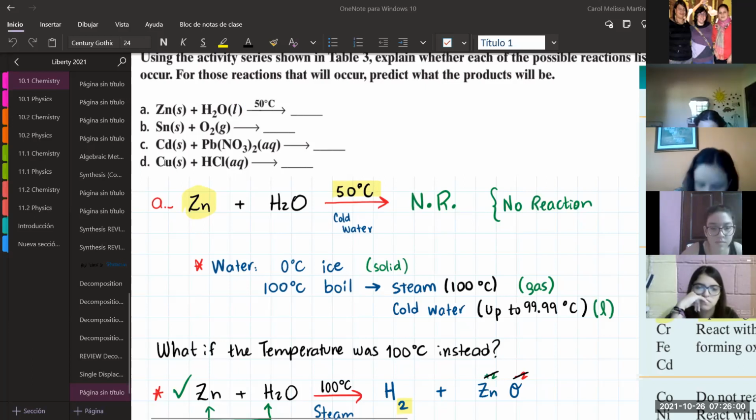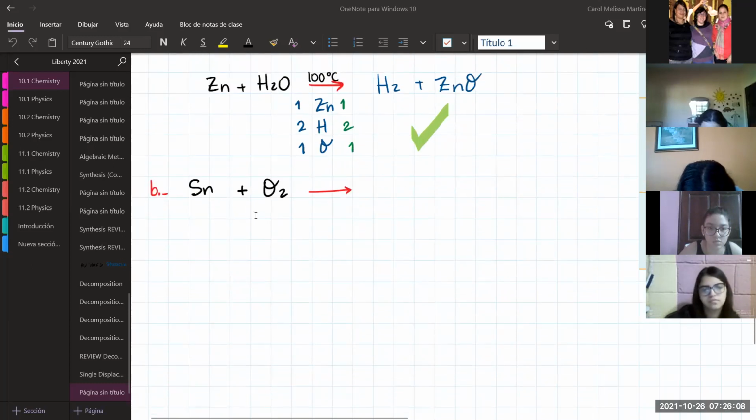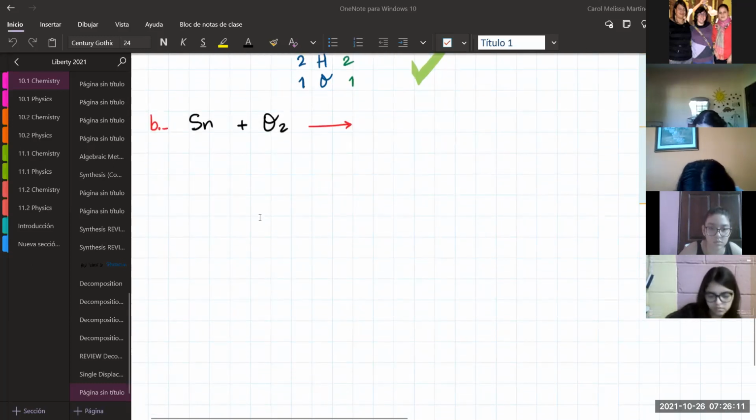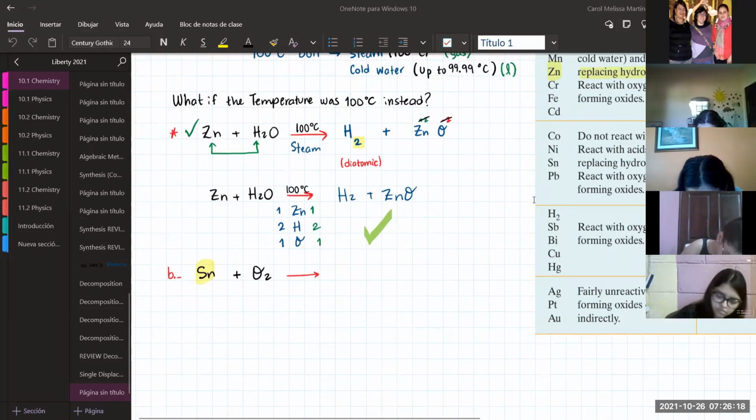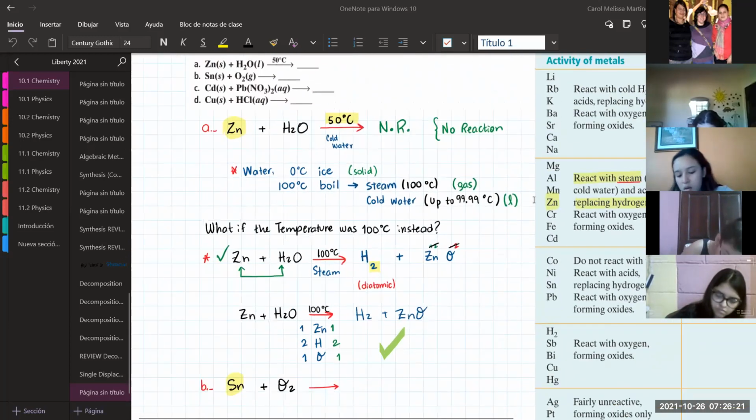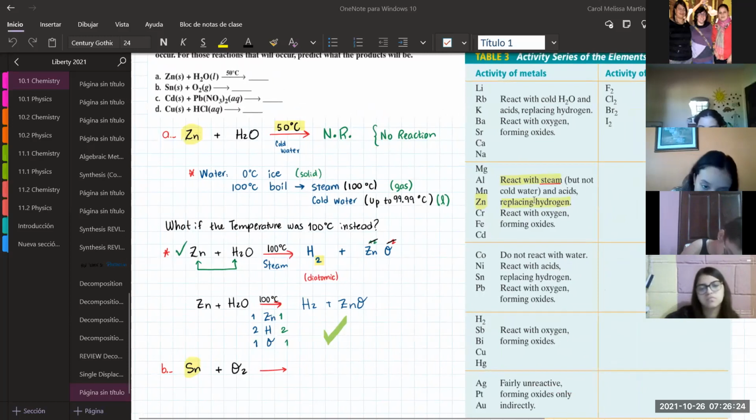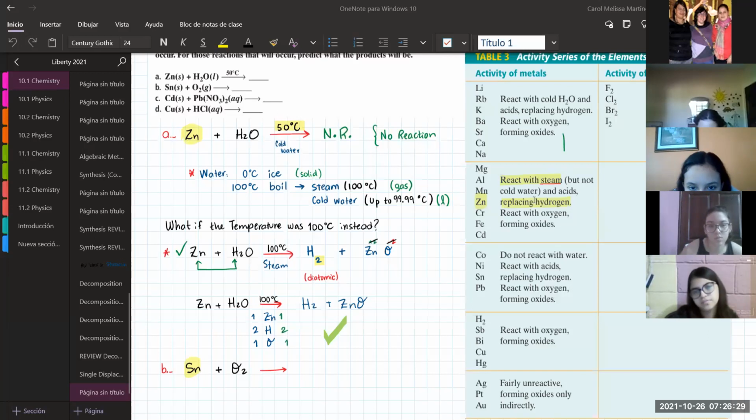Now let's work with example number 2. Tin solid, or solid tin, plus oxygen gas. So again, what we need to see is the single element, tin. Now let's take a look at the table. In what group do you find tin? First, second, third, fourth, and fifth. Third. In the third. Okay, so let's analyze.